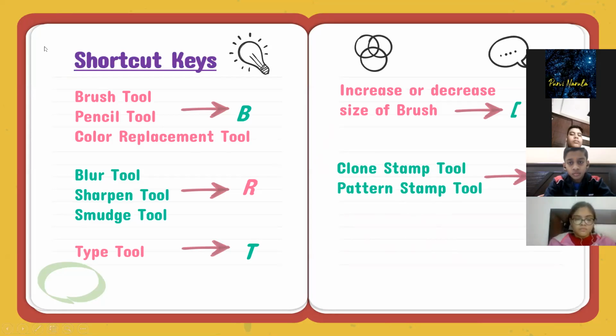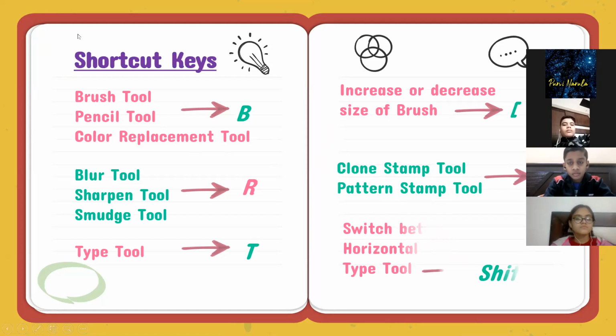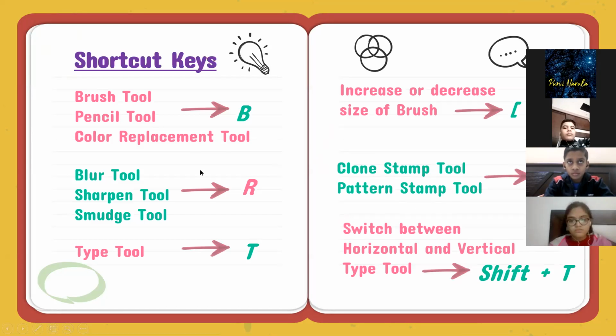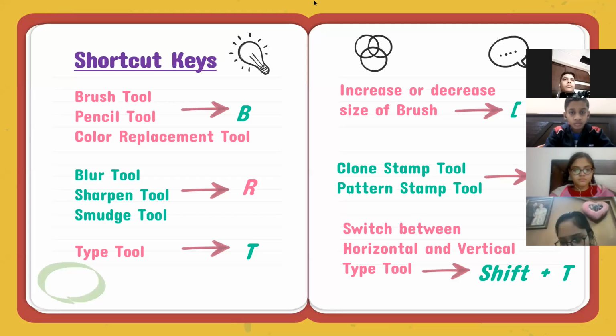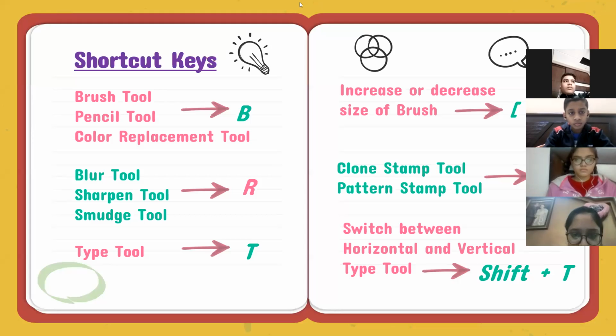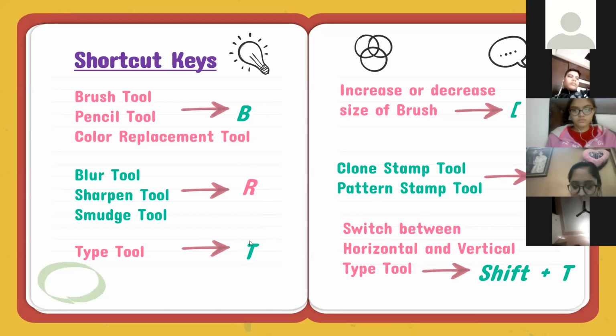Next is type tool. Type tool, T, is for text typing. To switch between the horizontal and vertical type tool, that is Shift plus T. When you press the T key, it will select the type tool. You will type the text. By default, you are typing horizontally. But if you press Shift plus T, you will start typing vertically.